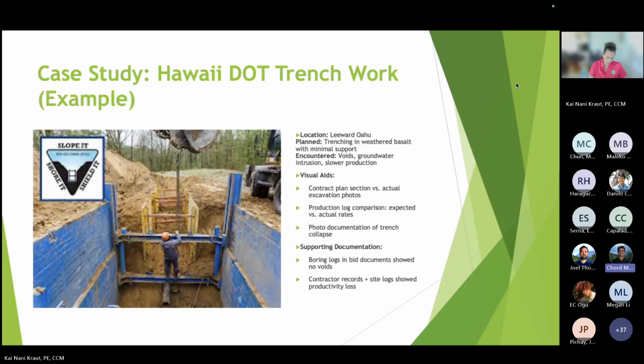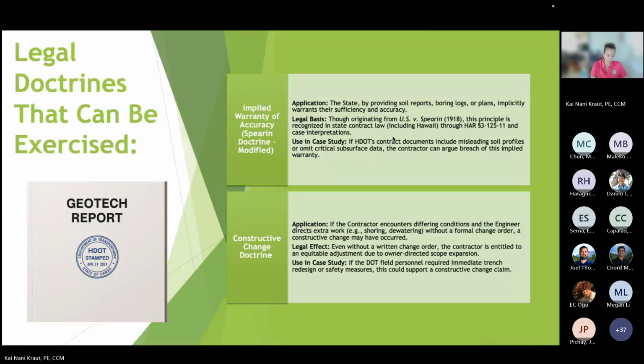So next slide. Okay, so some legal doctrines that can potentially be exercised, and I know Kai mentioned a couple of them, like superior knowledge before, so we'll quickly go through some of these that could potentially be exercised and relate them back to the case study that we just went over.